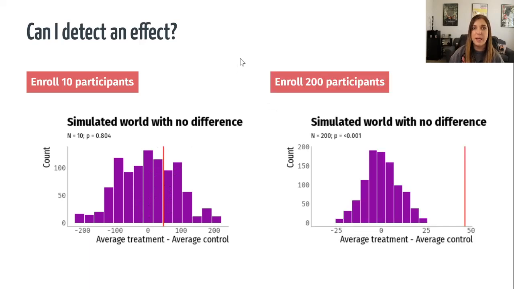What happens now if my sample size increases to 200? As you can see, my null actually reduces a lot, becomes way less spread out. And now my value of 40 is much more extreme. So basically I can reject the null in this case with a p-value of less than 1%, while in a world with 10 participants, I could not.